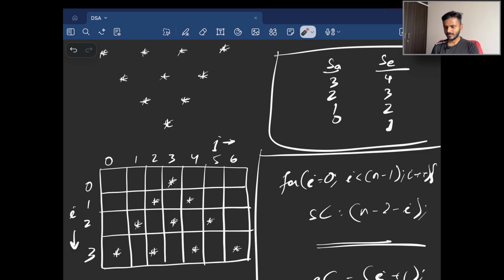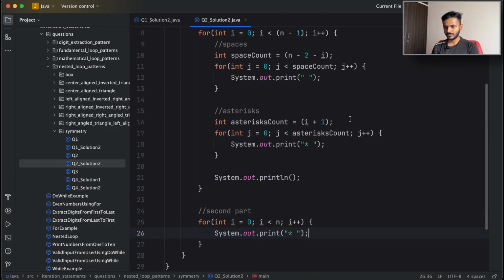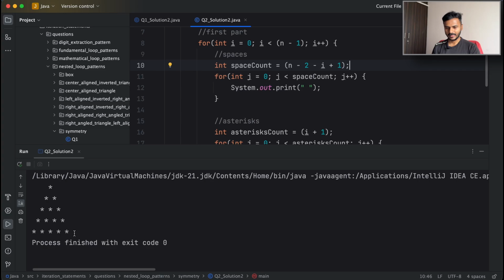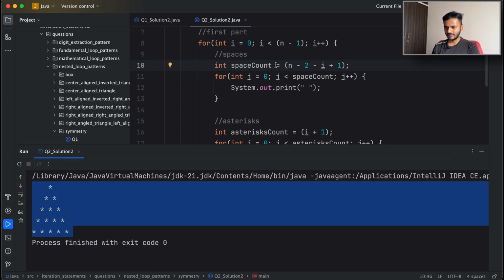So coming back to IntelliJ, what I am going to do is update this to say n minus 2 minus i plus 1. Now I know this can be simplified, but let's just go for plus 1 on the basis of whatever we have discussed. Run the code and check if it is actually working or not. So it is, right? Which means this is perfectly fine. Now we can simplify this. Instead of n minus 2 minus i plus 1, we can just say n minus 1 minus i, because that is what minus 2 plus 1 will be.